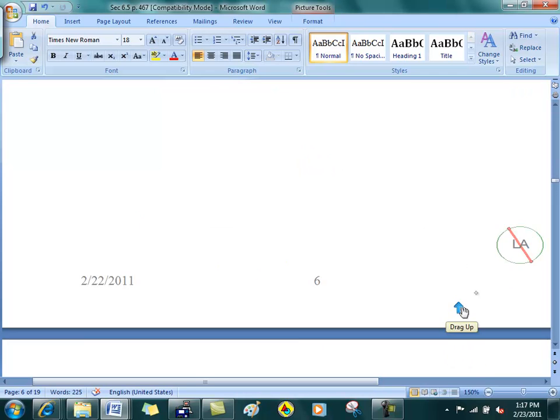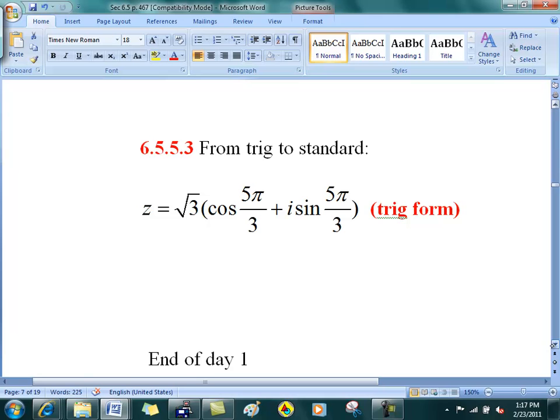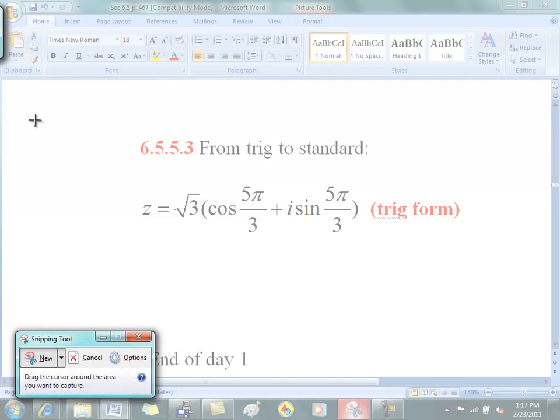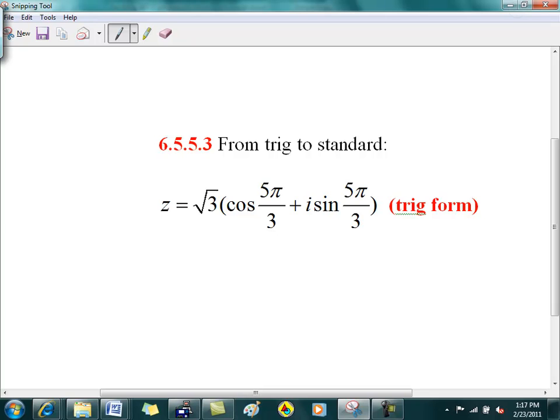So let's go from trig form or polar form to standard. It's not too bad. Okay, it's a lot easier than the other way. You still need to know your friends, though. Okay, you still need to know your friends.